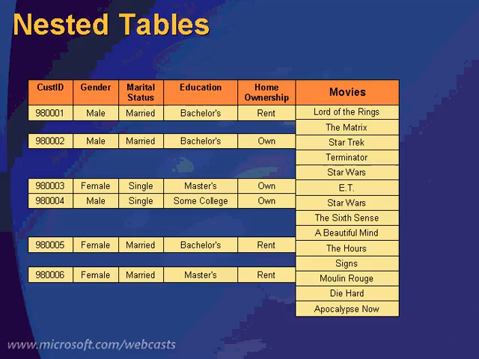So a nested table essentially says, let's take the movies table and nest it inside the customer table in such a way that we can query this using the data mining model, effectively embedding the nested table inside the customer table.